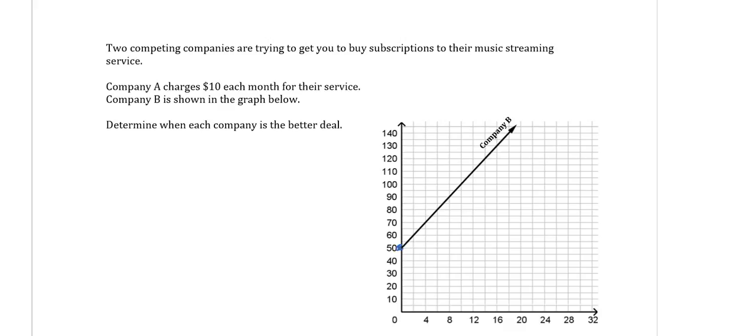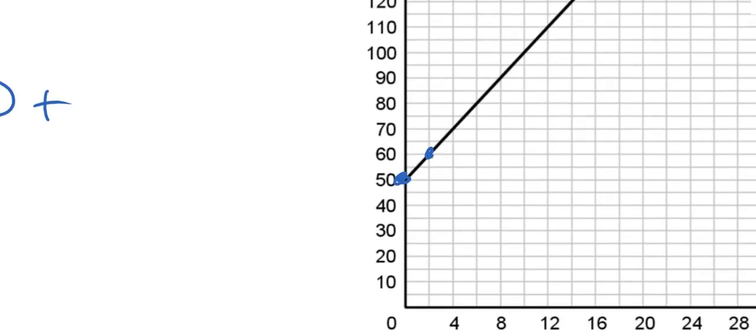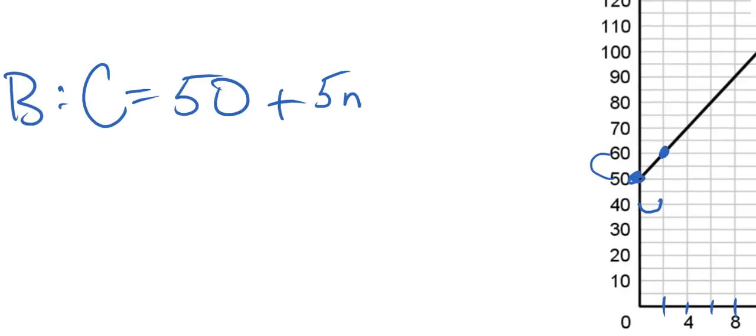So you saw that company B starts at 50. So the total cost would be 50 plus, and then you decided to find a point, and maybe you just use these two, and you have to look at the scale. So it's counting by twos, 2, 4, 6, 8, 10, 12. So in 2 months, it goes up $10. So that's $5 times the number of months.